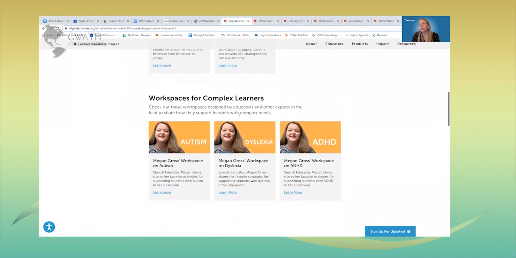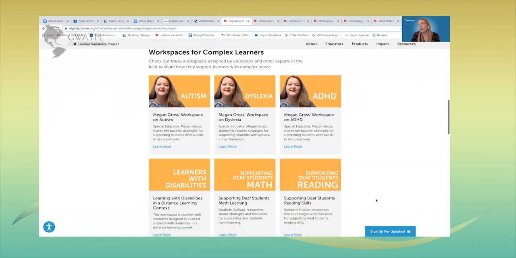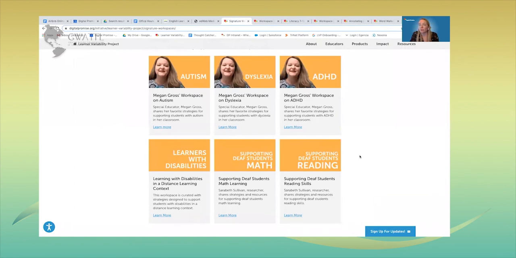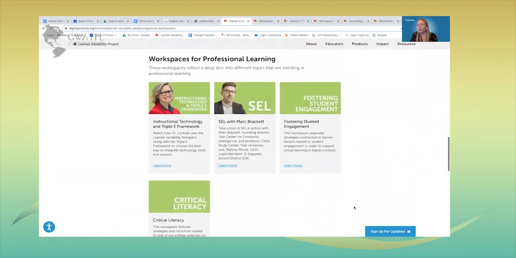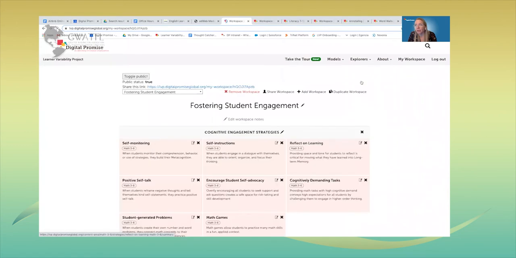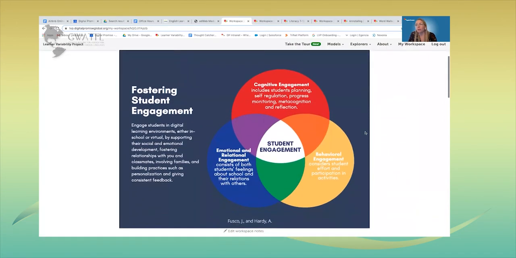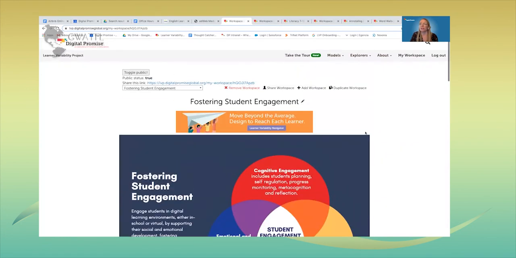We also have workspaces for complex learners. These workspaces were designed by special educators and researchers who are experts in specific areas, and they group strategies and factors related to specific disabilities. We also have workspaces that have been used in professional learning. One that's really big right now is about student engagement and the different areas of student engagement, how you might want to address those, and how to do that virtually. This workspace is designed for that.